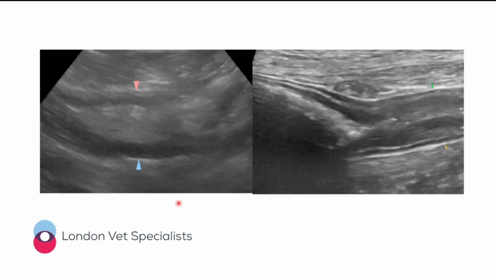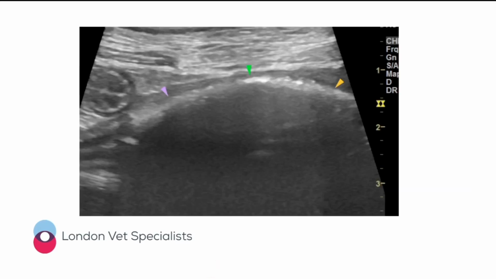And if we look just ORAD to the structure, we can see that the small bowel is a little bit bigger than it is elsewhere, but it's not huge. And then aborad to the structure, the small bowel is pretty empty.